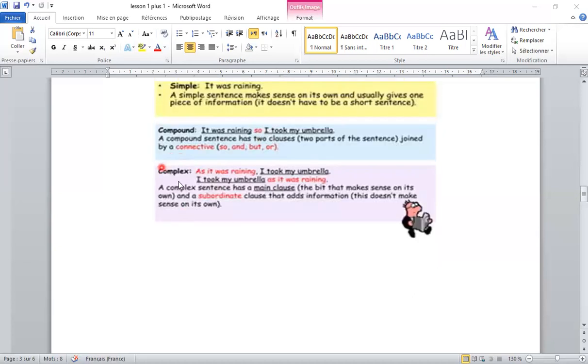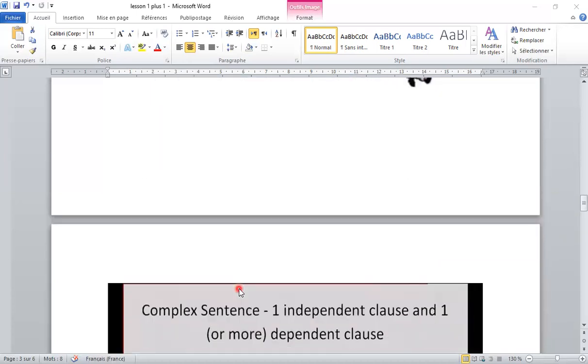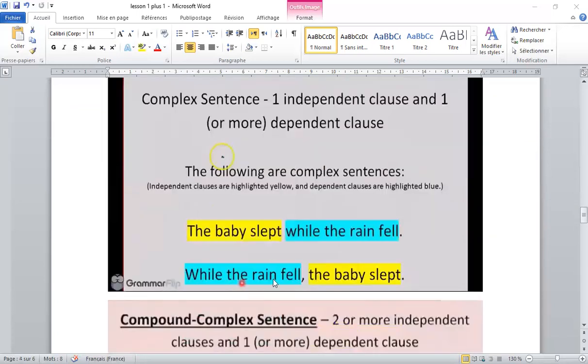Now, there is what is called the fourth type of sentence, complex compound. Pay attention, complex compound sentence. So here is another example of a complex sentence. A complex sentence means one independent clause and one dependent clause. What does it mean, one independent clause? It means main clause. And a dependent clause, or more, three or four, means subordinate clauses.